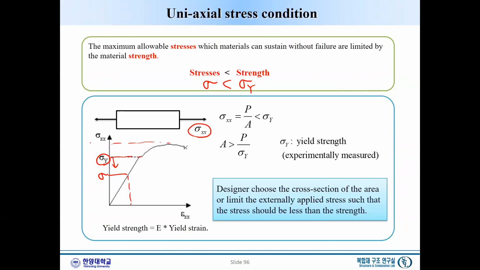Sometimes this is yield, ultimate, completely break, ultimate strength, but as a designer, this stress should be less than yield strength. Okay, this is yield strength. So this is an important failure criterion in the one-dimensional case.